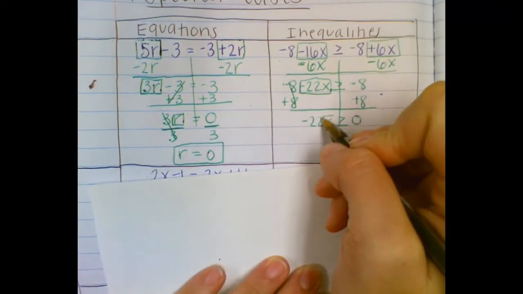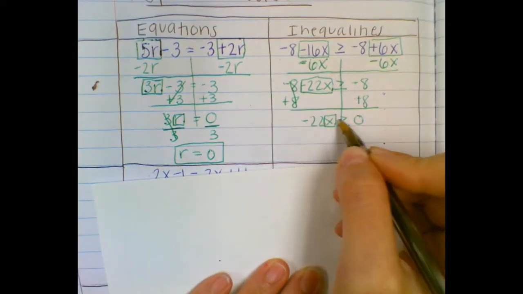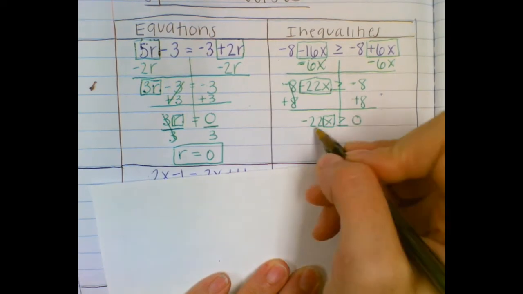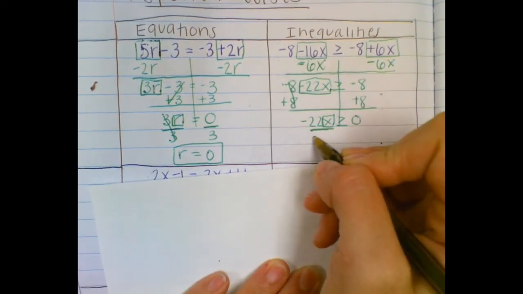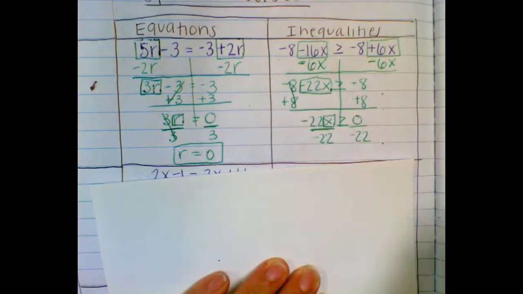Still have to get the x by itself. I'm not done. How do I get rid of the -22? Well, remember when they're right next to each other, a number and a variable means multiply. So I need to divide, and there's my divide symbol. Divide by -22, divide by -22.